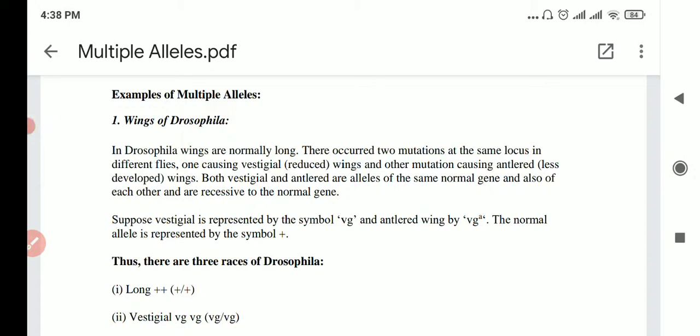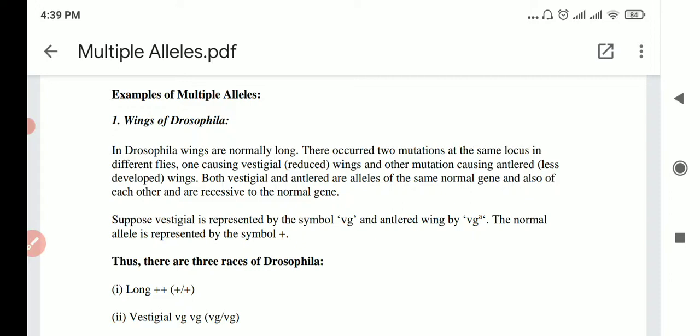Okay, so let's look at the examples of the multiple alleles. The first is the wing of the Drosophila we had seen in the image. Usually in a normal Drosophila, the wings should be long, okay? Then some mutation occurred at the same locus in different flies, okay? One got reduced wings, the VG, the vestigial wings, and the other got antlered wings. Remember those broken looking wings? So both the vestigial and the antlered are alleles of the same normal gene, and also of each other, and are recessive to the normal gene, okay?